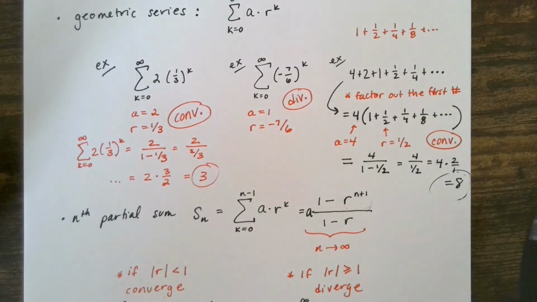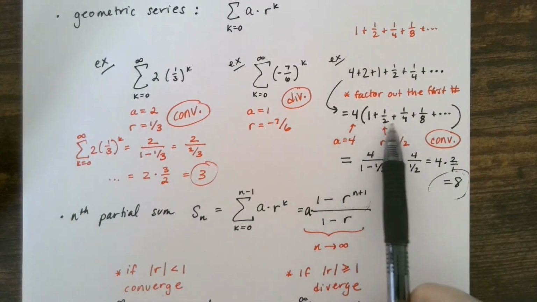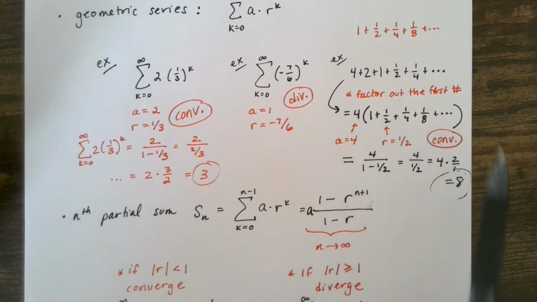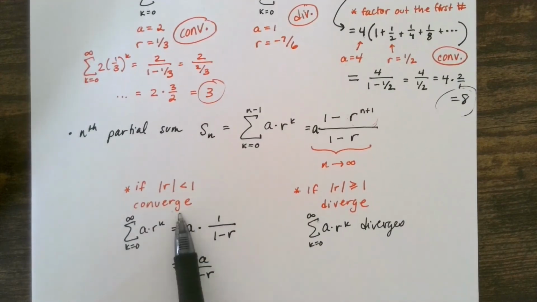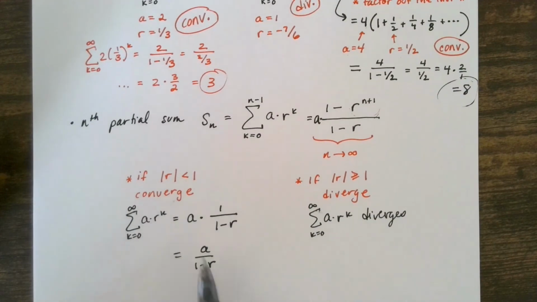So if you add 4 plus 2 plus 1 plus 1/2 plus 1/4 plus 1/8, and so on, forever, it'll add up to exactly 8. And that's how we use the rules for whether it converges, and if it does, exactly what the sum is equal to. Okay, let's do one more example.